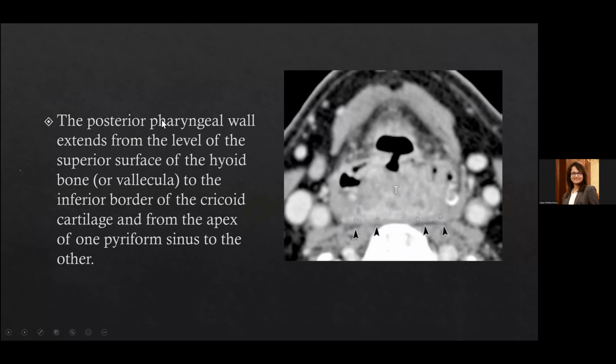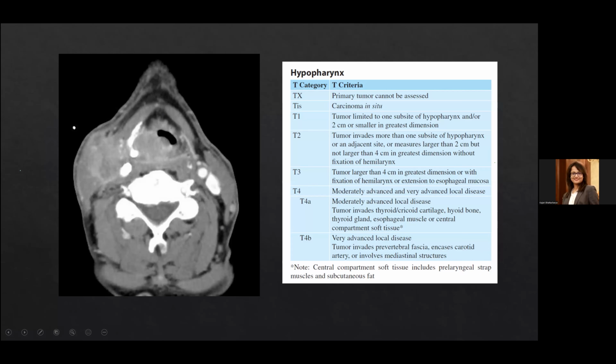If you look at the staging of the hypopharynx, it is different from the staging of the laryngeal carcinoma, as in the size is important in this case. Other than that, if there is any involvement of the thyroid cartilage, it directly becomes a T4 rather than a T3 disease if there is only inner cortex erosion, as in case of an esophageal carcinoma. One more important thing is that the esophageal mucosa involvement and esophageal muscle involvement are different. It's a T3 disease if it's a mucosal involvement, and it's a T4 disease if it's a muscular involvement.